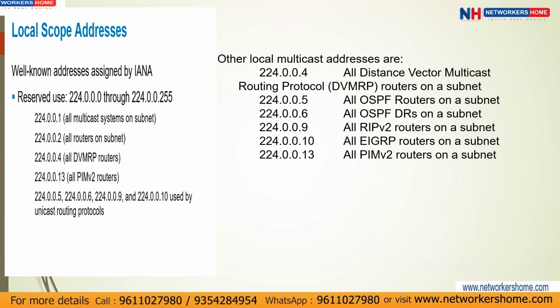The number of systems, our systems like laptop, desktop connected to the switch, if they are on the same IP subnet, they are using 224.0.0.1. Directly connected routers' interface uses 224.0.0.2. Distance Vector Multicast Routing Protocol, 224.0.0.4. OSPF we know, 224.0.0.5 and 6; RIP version 2, 224.0.0.9; EIGRP, 224.0.0.10; PIM version 2, 224.0.0.13.